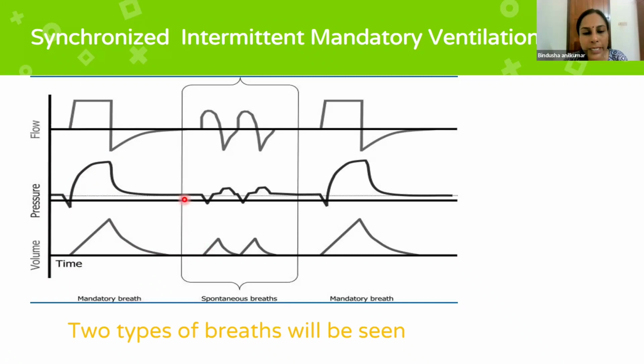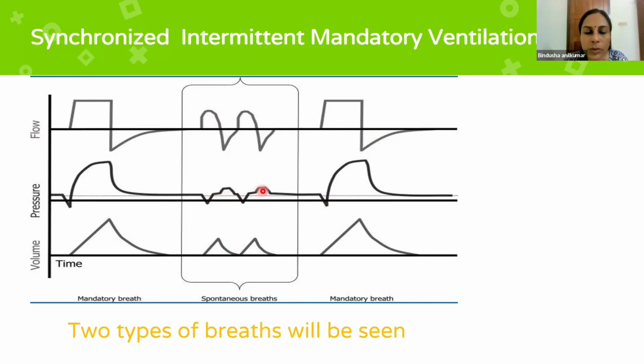Here the next two breaths, even though they are initiated by the patient, are actually not given any assistance from the ventilator. Okay. So you can see the tidal volume is low, and also the inspiratory time is low. Then the next breath is assisted by the ventilator. So the larger breaths are the mandatory breaths, and in between the patient can take spontaneous breaths.